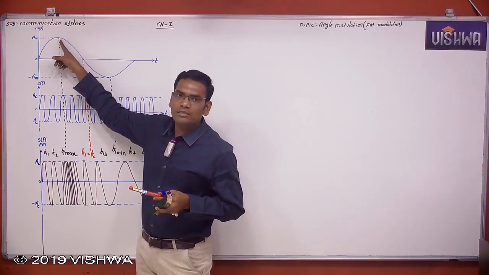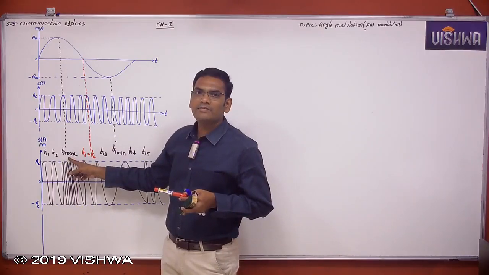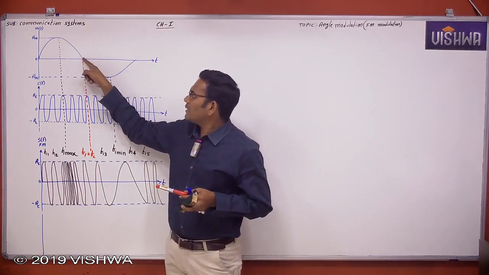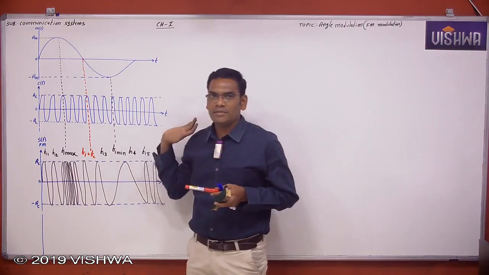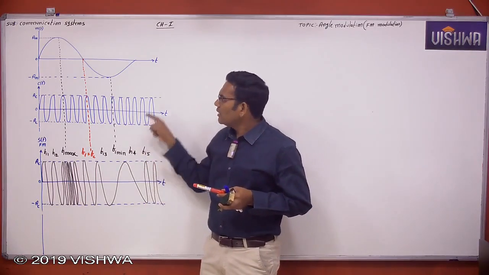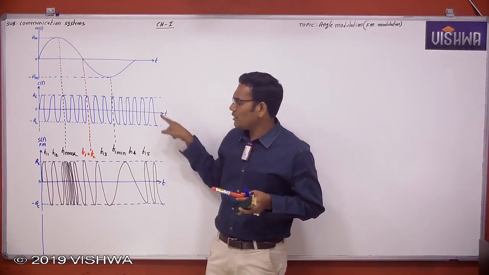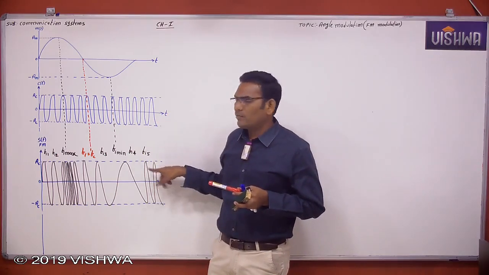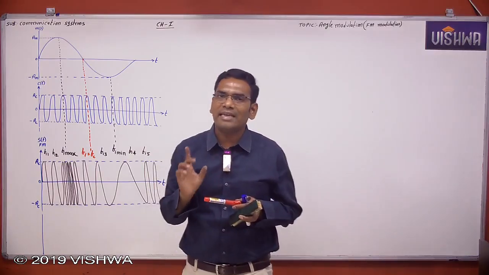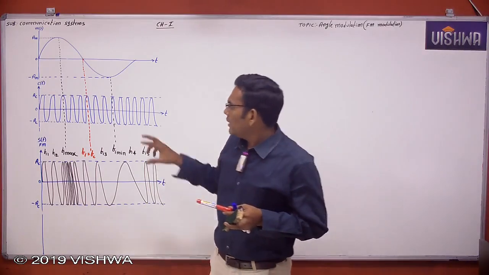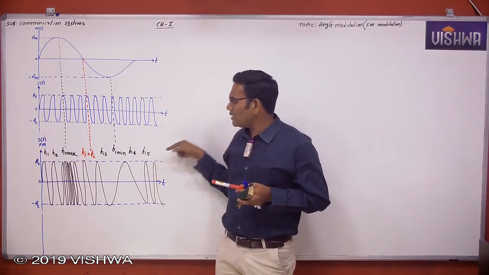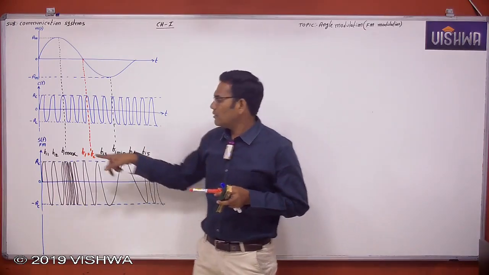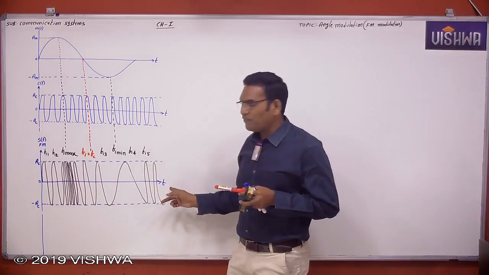Here message signal amplitude is maximum, therefore carrier instantaneous frequency is maximum. Message signal amplitude is minimum, instantaneous frequency is minimum. Message signal amplitude is 0, instantaneous frequency is Fc. So everywhere the carrier frequency is changing. This is carrier before modulation, this is carrier after modulation, unmodulated carrier, modulated carrier. What is the difference? The modulated carrier means any one of the carrier characteristic parameters is to be changed. Here amplitude is not changed, phase is not changed, but frequency, one of the carrier characteristic parameters, is changing. This is frequency modulation, FM wave in time domain.